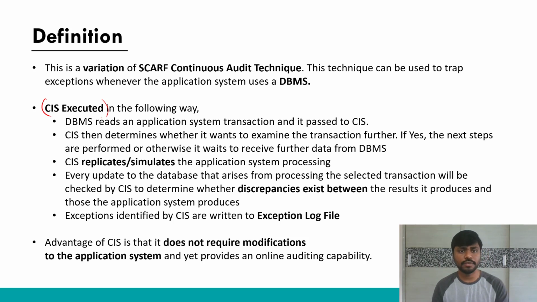This is a variation of the SCARF continuous audit technique. This technique can be used to trap the exceptions whenever the application system uses a database management system. Okay, fine. Then the second point I told you, right, we will discuss with an example, then it will be easy for you to understand, or else it will become too much theory. The third point is the advantage of CIS: it doesn't require modifications to the application system and yet provides an online auditing capability. Even this point can be understood well once you have seen the example.